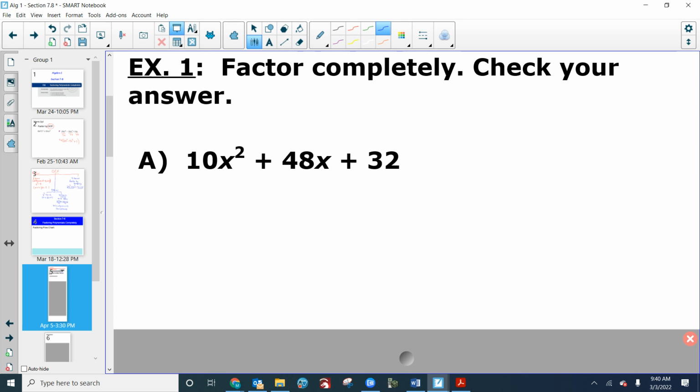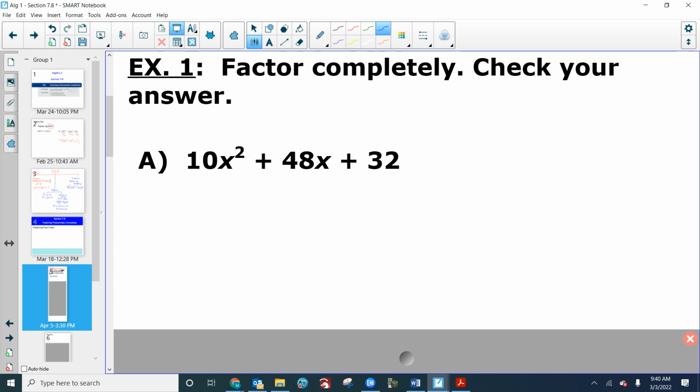Okay. Guys, what's our first thing we do? Look at the top of the flow chart. What are we doing first? That's 320. What multiplies to 320 and adds up to 48? Yeah, you can do it, but it's like, yeah. What's the first thing we want to look at, guys? If they have a common GCF. We want to look for GCF. Okay. 10, 48, 32.